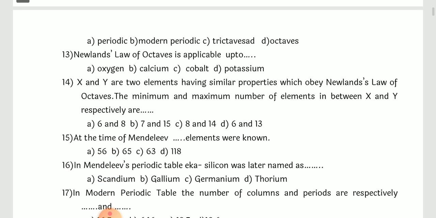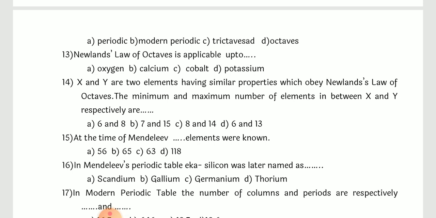Newland's law of octave is applicable up to, okay, it is applicable up to calcium. Newland's law of octave, that is, when elements are arranged according to increasing order of the atomic masses, the first element and the 8th element in the series have the same property. So he could arrange only till calcium, that is, his law is obeying till calcium. Okay, so option is B.